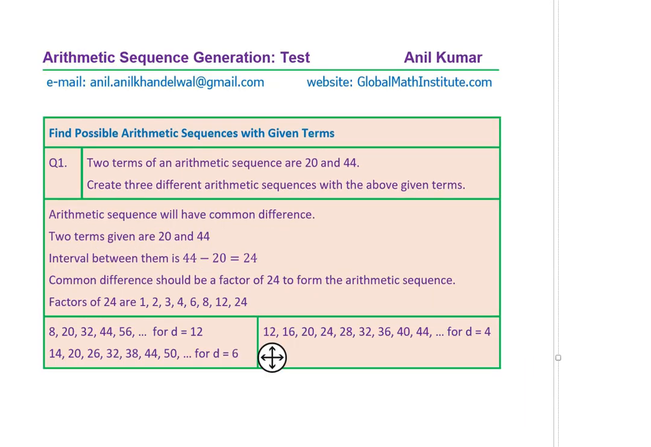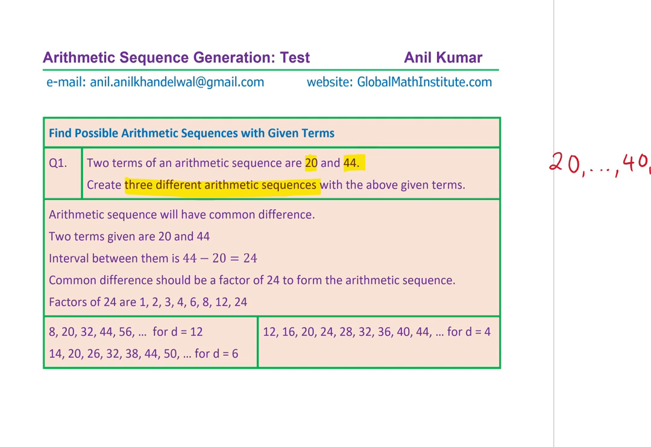Question number one. Two terms of an arithmetic sequence are 20 and 44. Create three different arithmetic sequences with the above given terms, right? So the key here is we are given two terms which are 20 and 44. We need to create three different arithmetic sequences. So these two are the terms in the sequence, right? So there could be more terms in between, but they should be within the sequence.